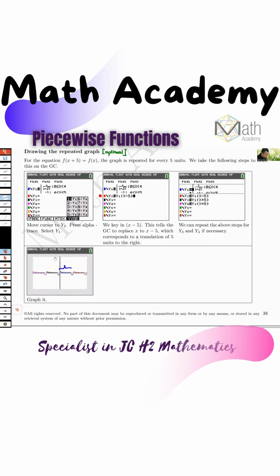This is the original. The one from 0 to 5 is the original. How do I draw this repeated? This is my Y2. So the original was Y1. If I want to draw Y2, let's focus on what is the equation I keep. I keep in a Y1 bracket x minus 5.